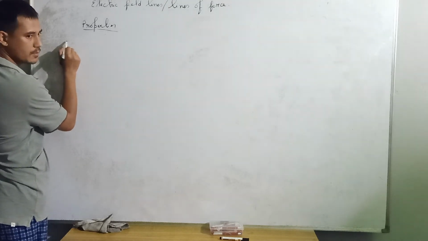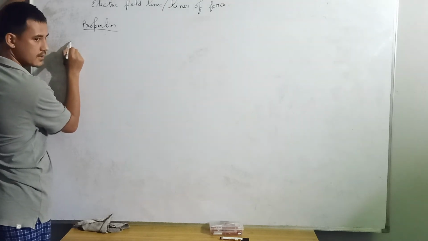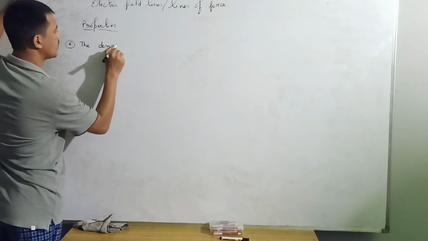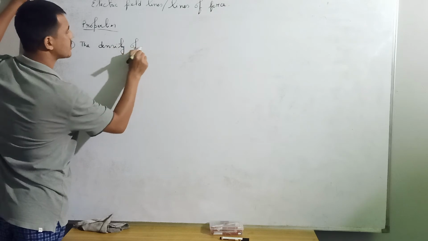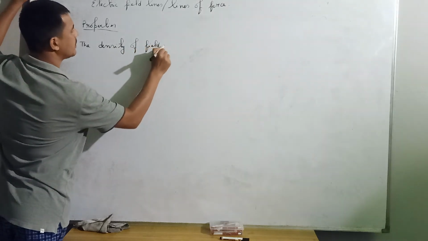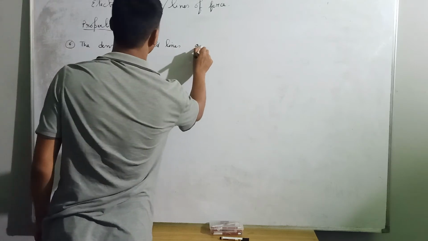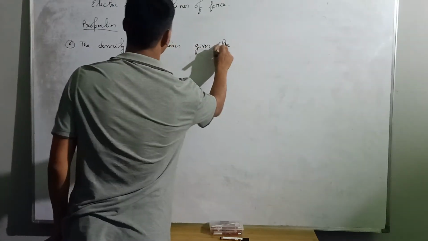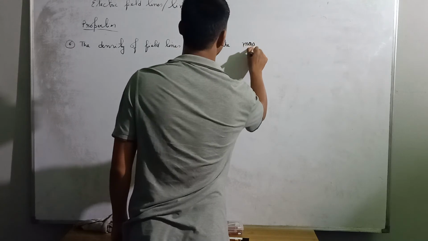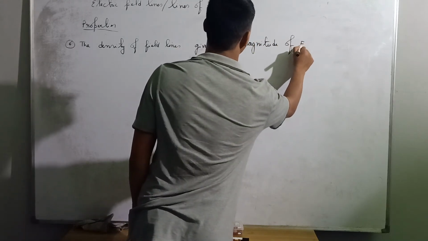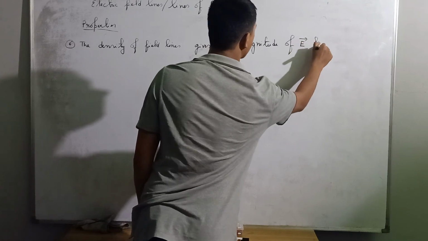So this will be which property? Sixth. So the density of field lines gives you the magnitude of electric field. But these field lines are imaginary, okay?